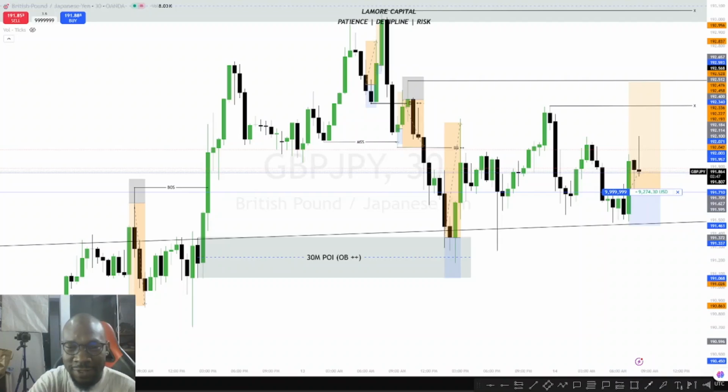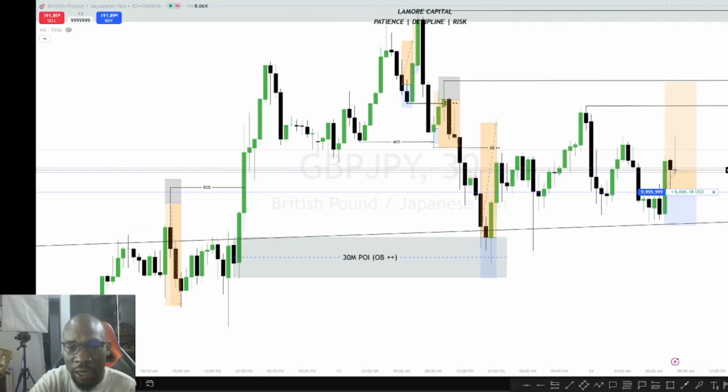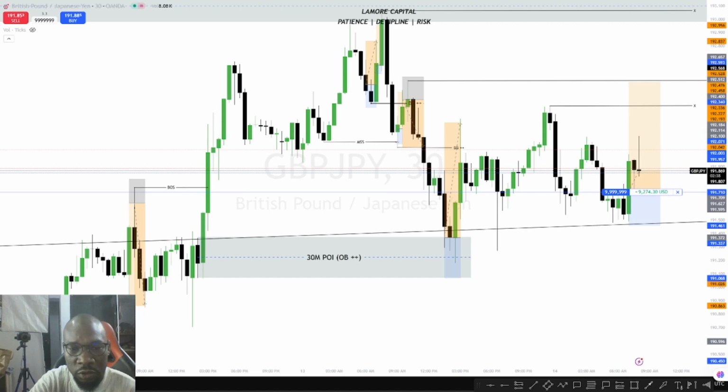So welcome back to my screen, guys. Like I said, I'm going to be sharing my trade recap on GJ. So this is the chart for GJ, and we are actually on the 30 minutes time frame.